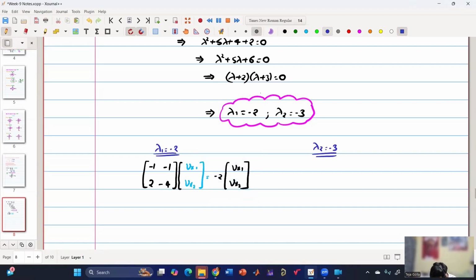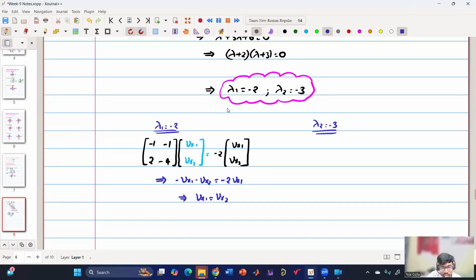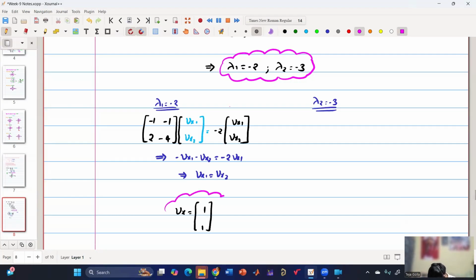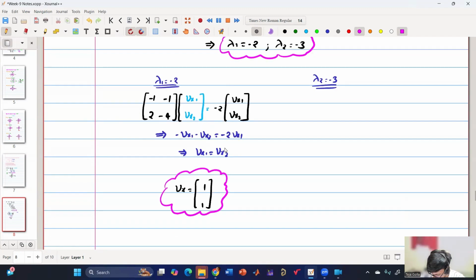Okay. So once we solve this, we'll get -Vx1 - Vx2 = -2 Vx1. So from this we'll get Vx1 = Vx2. So I can say that my Vx is nothing but [1, 1] because both are the same. So this gives my first eigenvector for lambda 1 = -2, which I have calculated correctly.